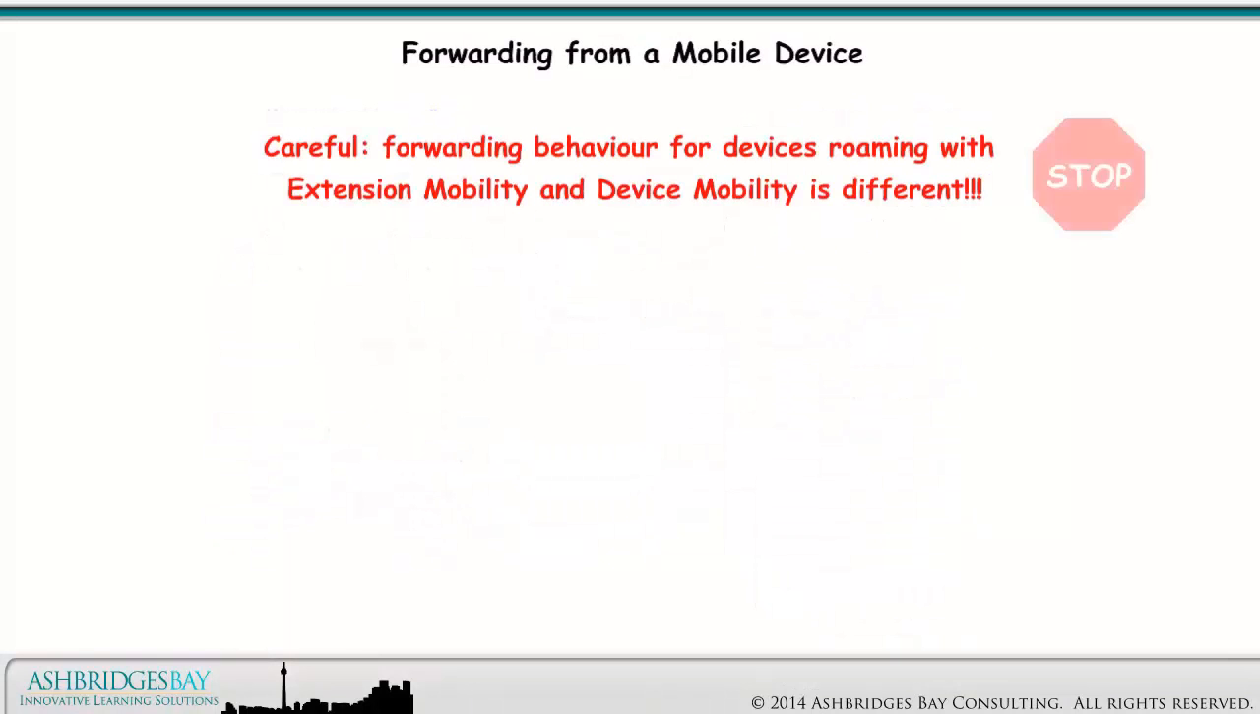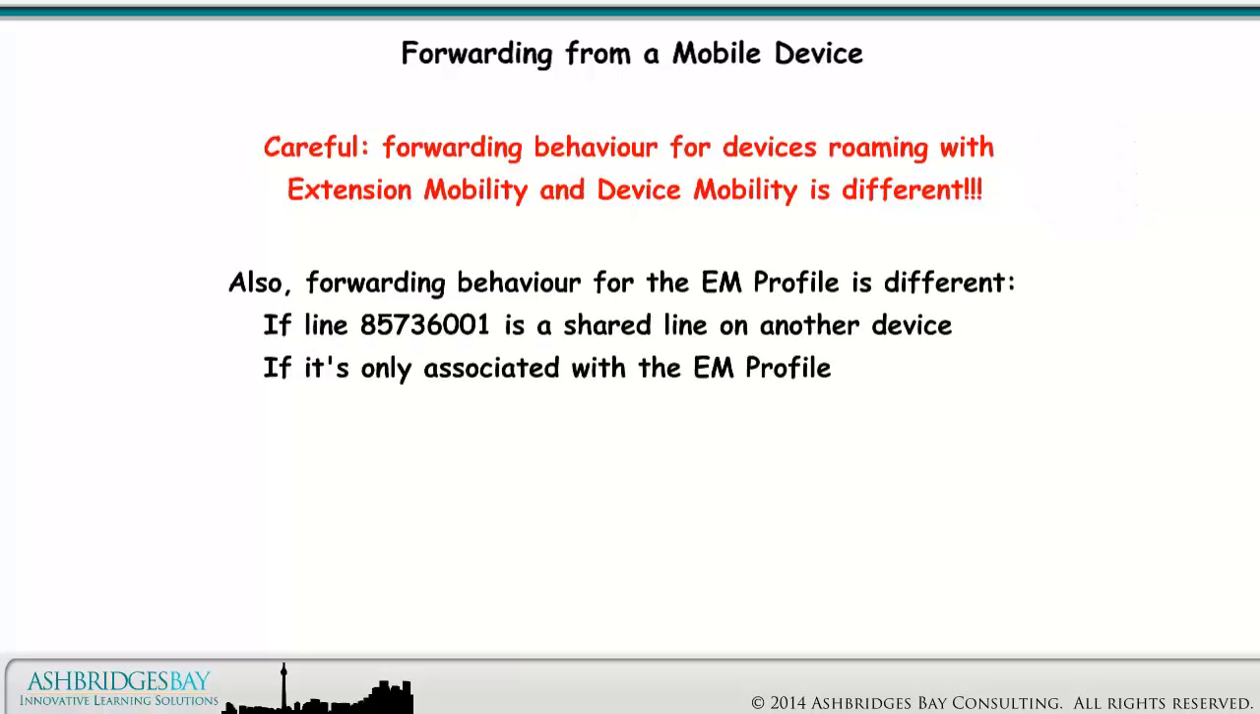Be careful. Forwarding behavior for devices roaming with extension mobility and device mobility is different. Also, forwarding behavior for the EM profile is different if line 85736001 is a shared line on another device, or if it's only associated with the EM profile.